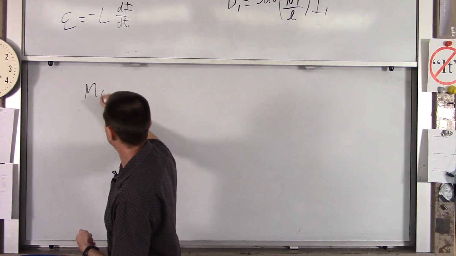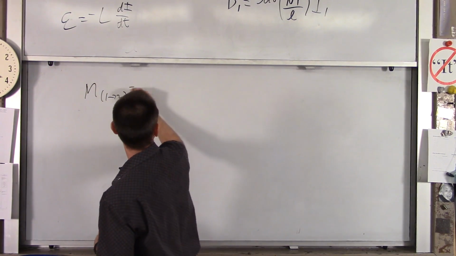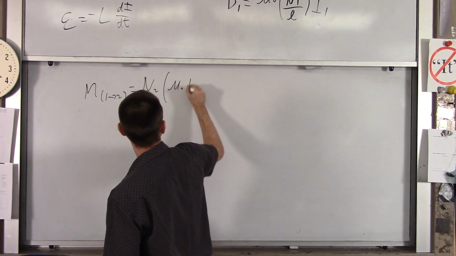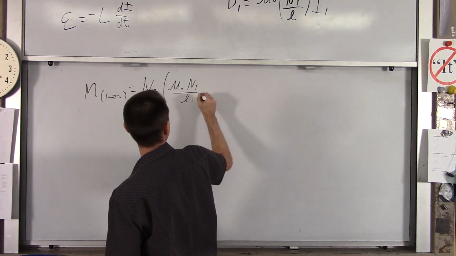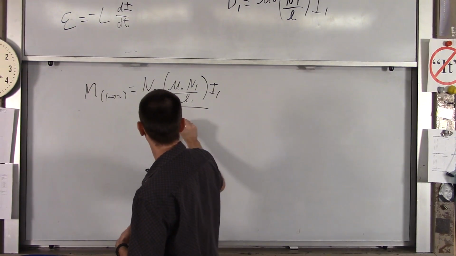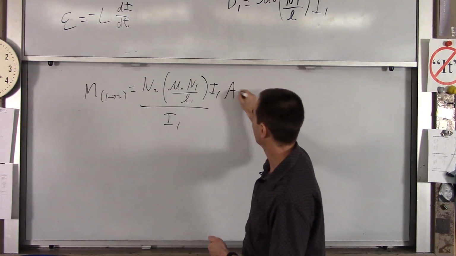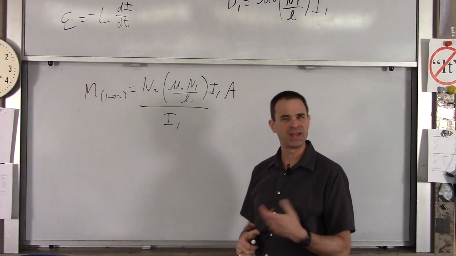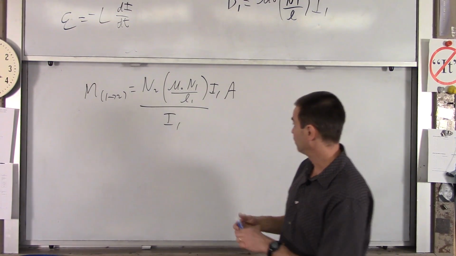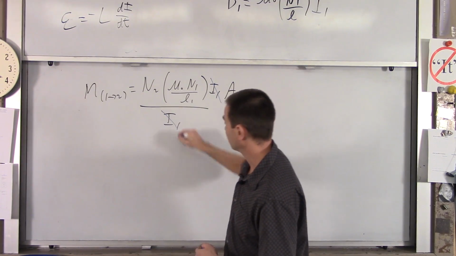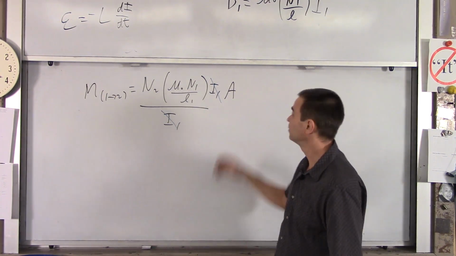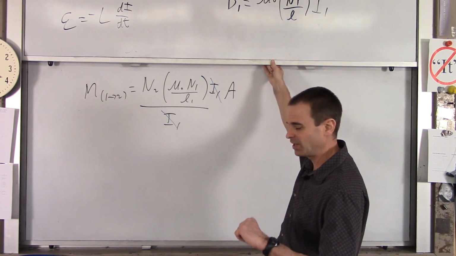So the mutual inductance of 1 to 2 is N2 times B, which is mu naught N1 over L1 times I1, over I1. Oh, and then we have our area there. Now notice I haven't put an A1 or A2 there yet. That's coming up next. As I just mentioned, you'll notice that I1 drops out, of course. Now which area do we need, guys? All right, well, that's a little tricky.